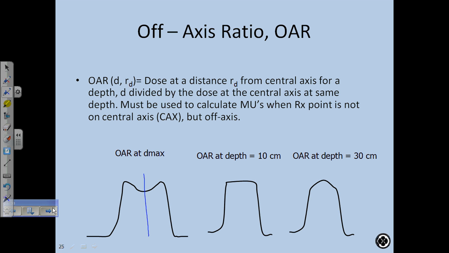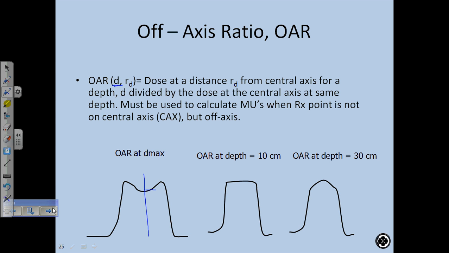Okay. So because the dose at an off-axis distance is not the same as central axis, if we need to calculate a point off-axis, we need to know whether the dose is higher or lower. So now this is another factor that we need to know. And there are tables of OARs that help us. So OAR depends on depth, obviously, because of the profiles. And it also depends on the radius from central axis at that certain depth. So the dose at a distance RD from central axis at a depth D divided by the dose at central axis at the same depth must be used to calculate monitor units when the prescription point is not on central axis. Okay, so that's the equation.